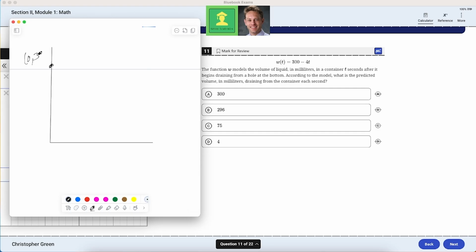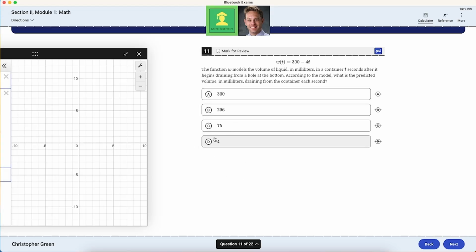So this is 0, 300 if this is W of t and this is t, and it has a slope of -4. But a slope of -4 is of course that 4 milliliters are draining per unit of time, which is in seconds. You do have to sometimes be careful because in certain situations they change the units in the phrasing of the question. But in this case, it's seconds, and each second it's just 4.